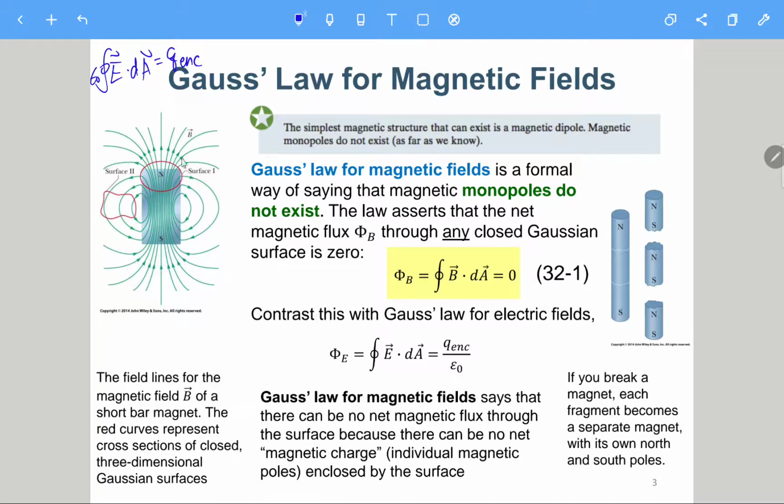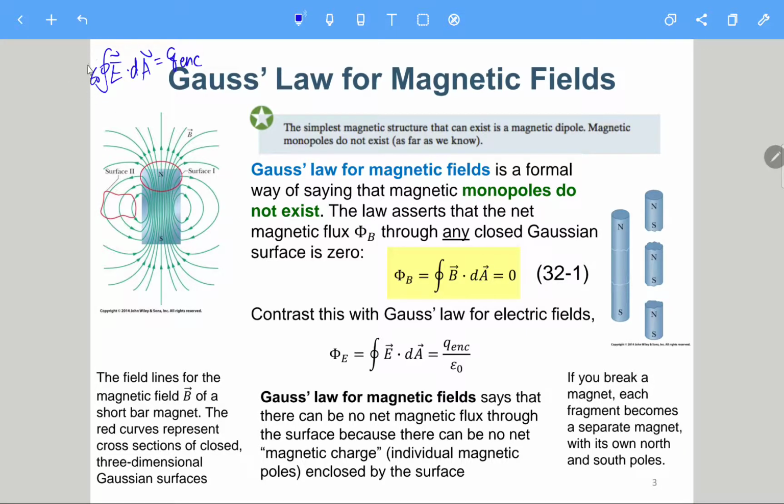So in this case, when you draw a Gaussian surface, the enclosed magnetic dipole will always have positive and negative, and they always cancel each other. So on the right hand side, you only have 0.